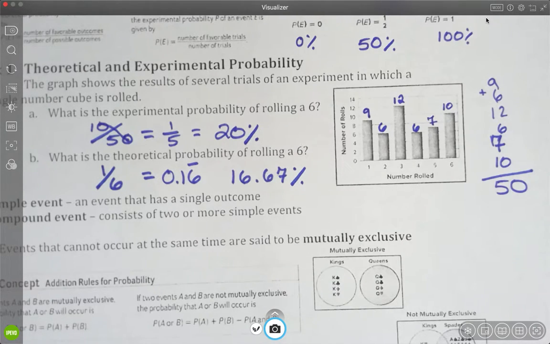I rolled a 6 more or less often? More often than I should have, right? I should have only rolled it 16% of the time. I rolled it more often than that, right? 6 was my lucky side. Actually, really, 3 was my lucky side, but 6 was another kind of lucky side, okay? So, experiment is not always the same as what it should be. If everything was the same as what it should be, that would not be fun ever, right? There'd be no risk in anything. Okay? All right, so there's that.